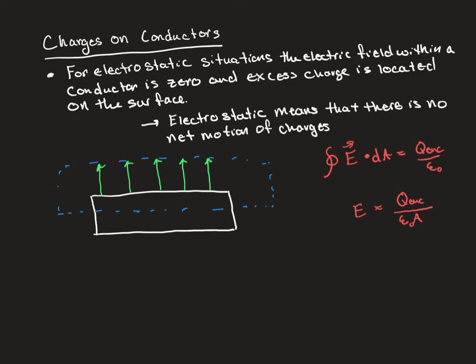All right, so in the next part of this video, we're going to look at what happens whenever we add an external charge and how that leads to the charge being redistributed on the surface of the conducting object.